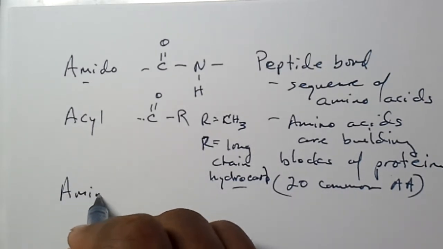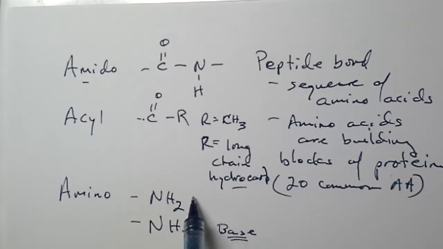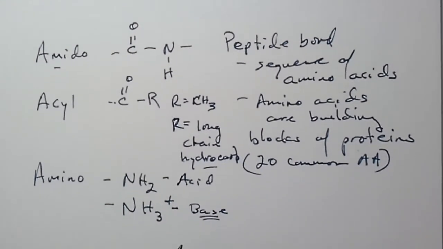The amino is simply the nitrogen-hydrogen combination, and this happens to be also a Bronsted base, okay, because it can donate this proton, or a Bronsted acid because it can accept a proton, become positively charged. Okay, and we find these at the terminal end of peptides or amino acid chains.